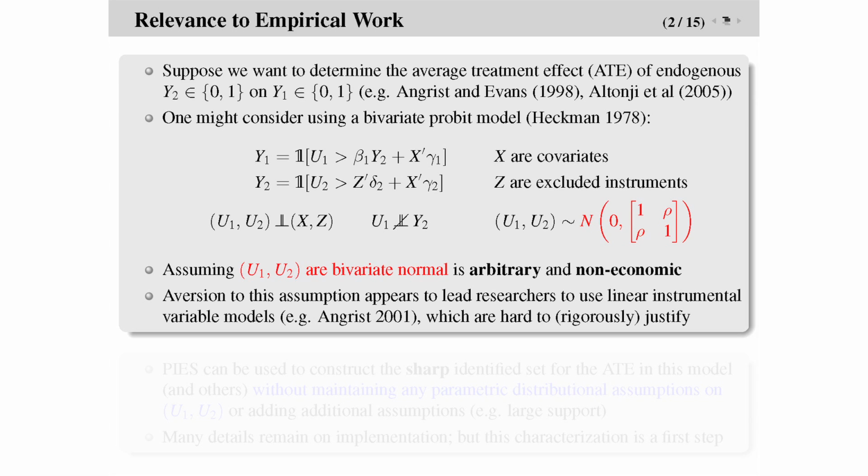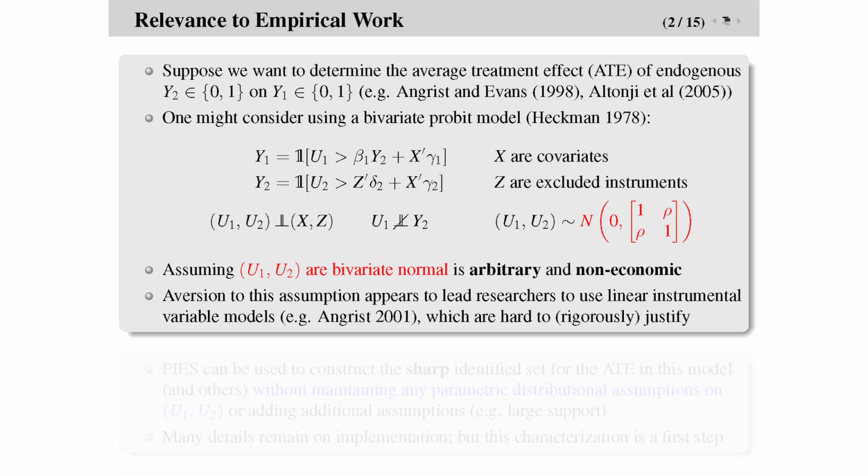Now, the first thing you might consider doing if you've taken econometrics classes of a certain variety is a bivariate probit model of a Heckman 78 type. In this type of model, you'd have two threshold crossing equations, one for y1, one for y2. You have a couple of error terms, and you assume those error terms are independent of x and z, and supposedly you'd have a good economic reason for doing so. But then you'd also assume that u1 and u2 are normal. And why would you do that? Well, it's important for the identification, but there's not really a very good economic reason to do that. Now, I shouldn't say it's arbitrary. It's not arbitrary. It's done for a good technical reason, but it's non-economic in motivation.